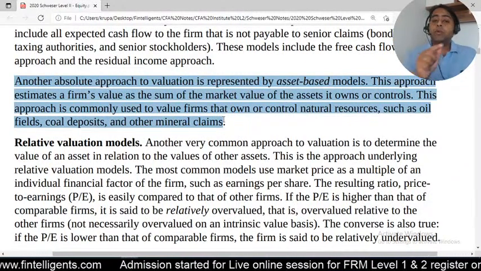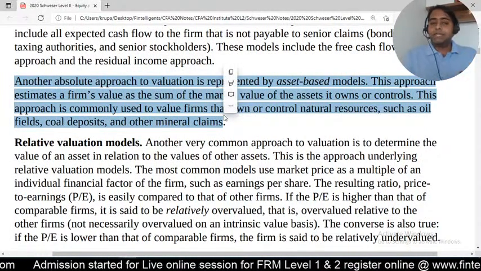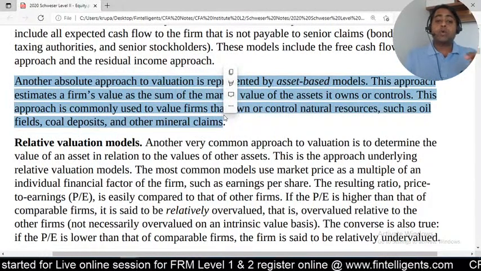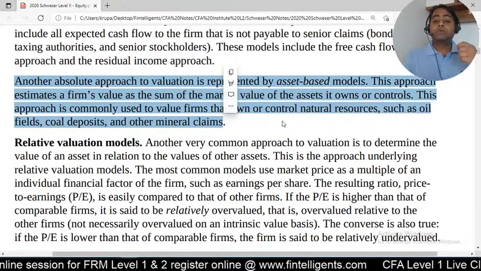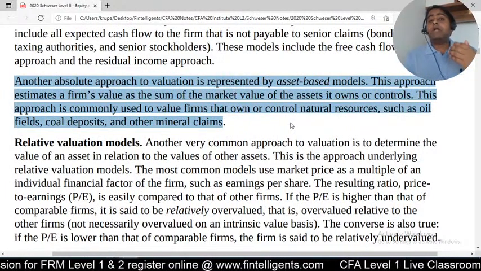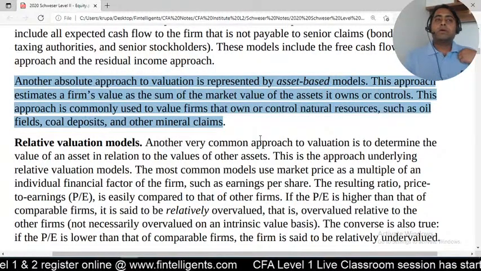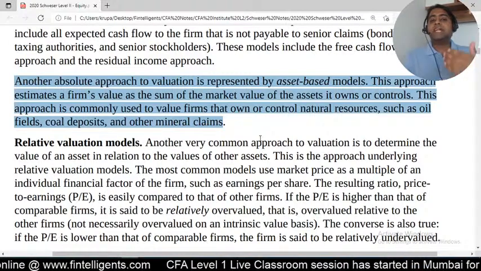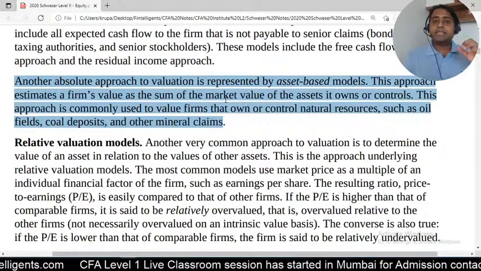Now, since this is an asset based model, it is used for those companies where there is some physical asset available, like coal fields, oil fields, right? Some physical thing that is available, which has a great impact on the business. For example, if it's an oil refining company, major revenue is coming from the oil fields that they have control over. So obviously the valuation will depend upon that asset.